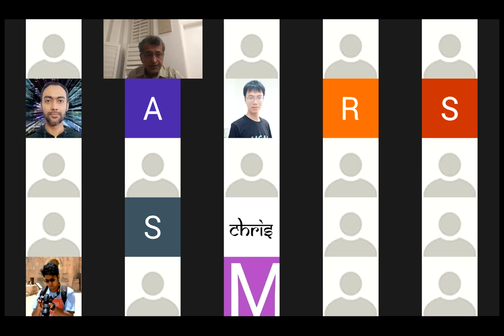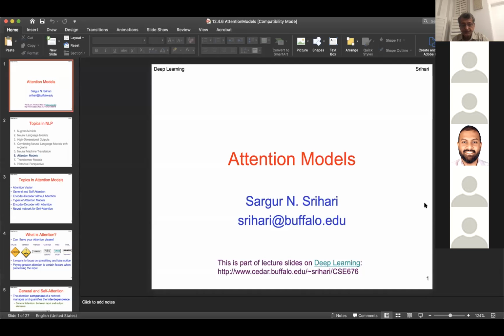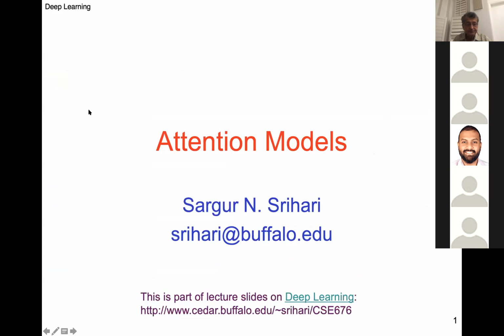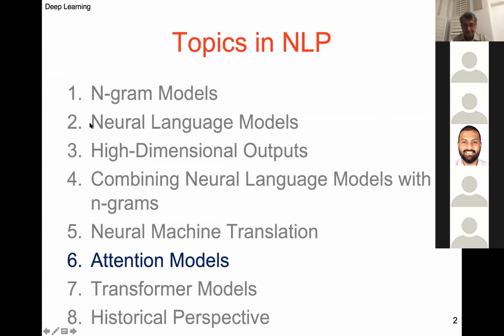So let's go on to a full set of slides here just on attention models. Okay, so I spoke about attention models are important, so let's learn a little bit more about them. Yeah, the previous set of slides were on neural machine translation. This one is just on attention models.